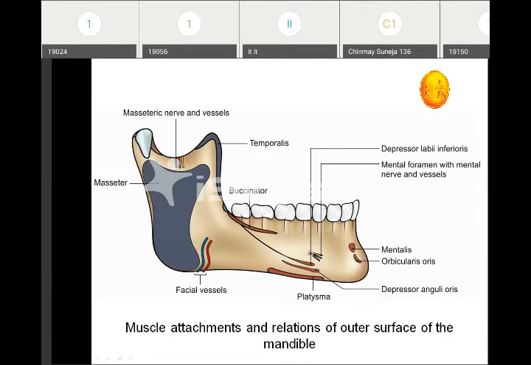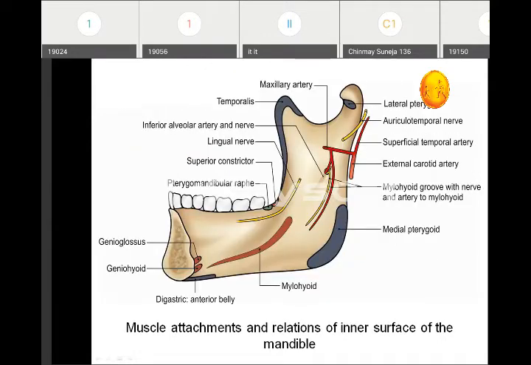That is about the attachments on the outer surface. Then on the inner surface, you can appreciate the insertion of temporalis on the inner aspect also. We have discussed that just in front of the condylar process, there is one depression which is known as the pterygoid fovea. Here there is insertion of the lateral pterygoid muscle. So these are the insertions of the muscles of mastication over the mandible.